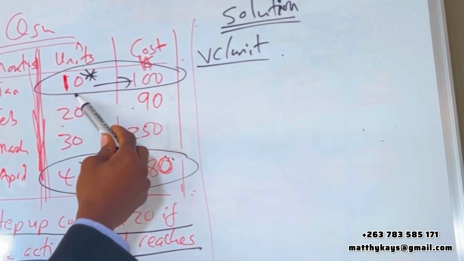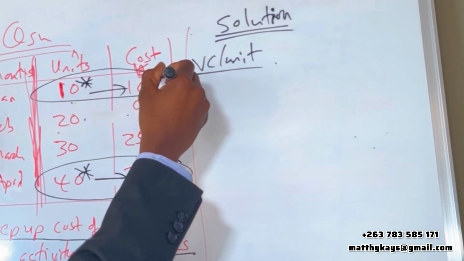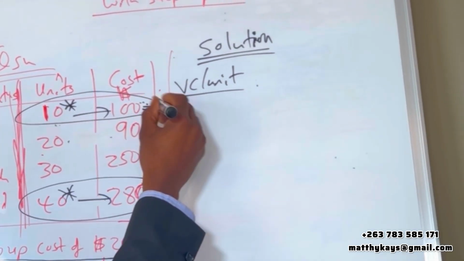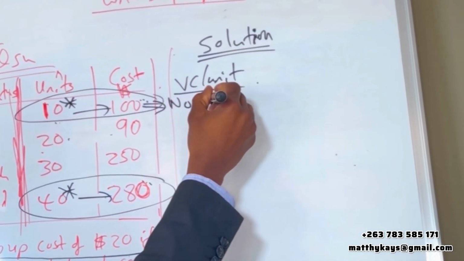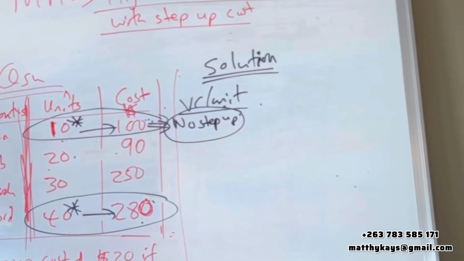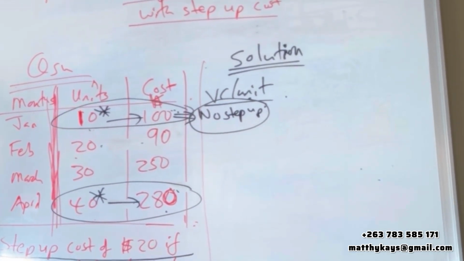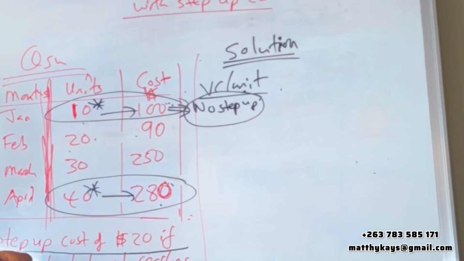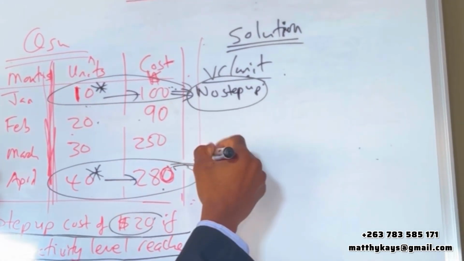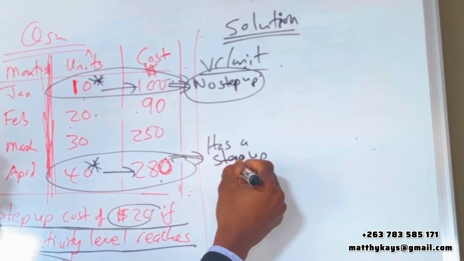So look at 10 units. Has it reached the 35? No. So this cost doesn't have the step-up cost. So on the 100, there is no step-up. How about this one? Look at the 40 units. The 40 units have exceeded 35 units. And if they exceed 35 units, this statement says there will be a step-up cost of 20. So this means that the 280 is a step-up cost.